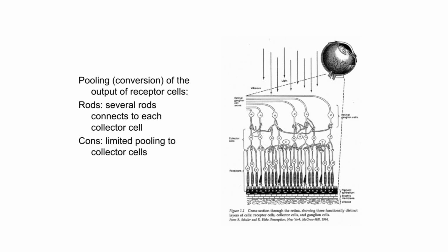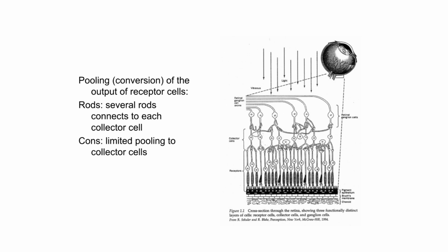In case of rods, all rods are connected to a single bipolar cell or collector cell, but when you come to cones, cones have limited pooling or connection, so the collection is also limited. Cones don't give everything they have to the collector cells. This is, first, because they have a one-to-one relationship with the bipolar cell. So if you have one cone bipolar cell or one cone collector, then it is for a fact connected to one cone. So they have a one-to-one relationship.